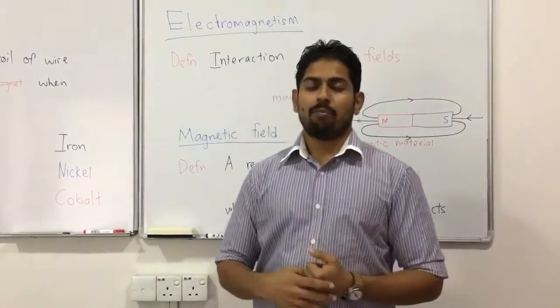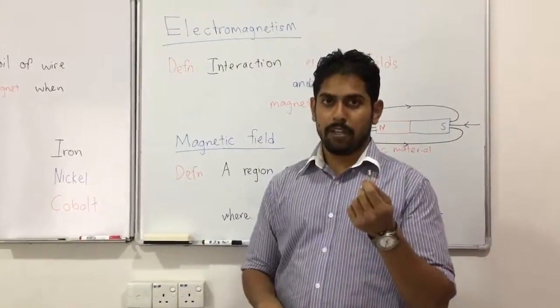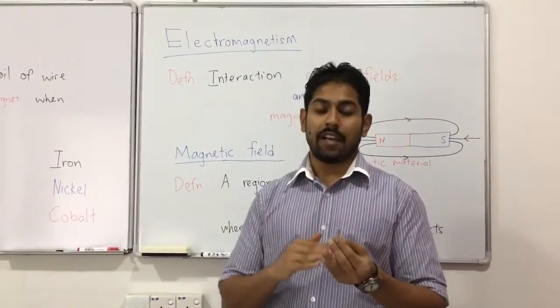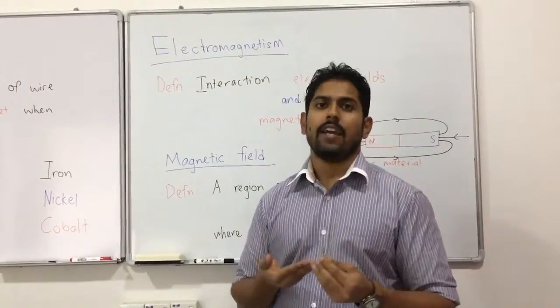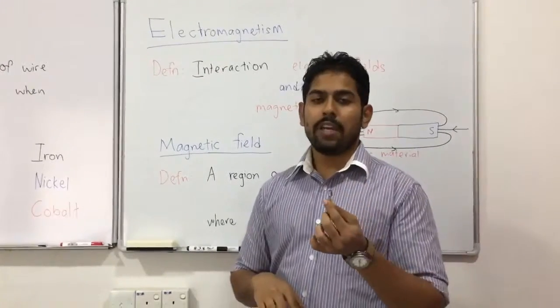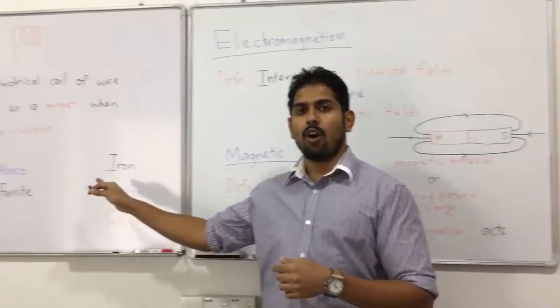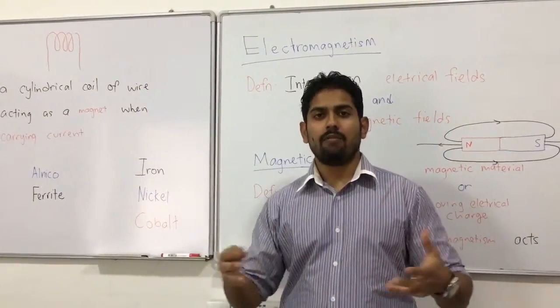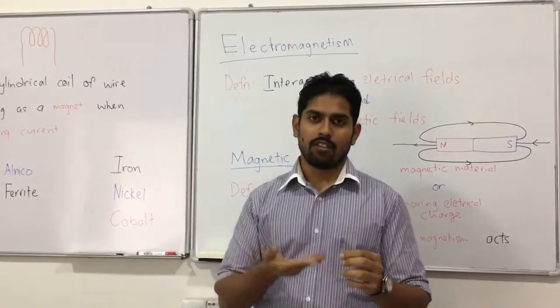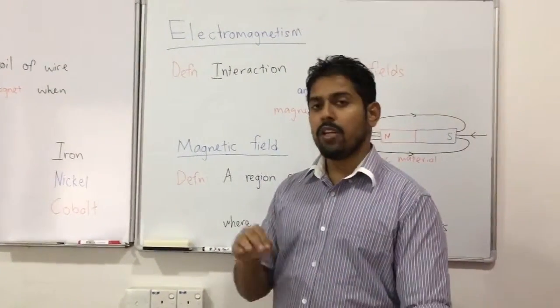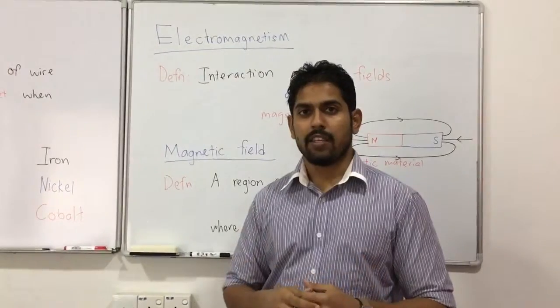There are two main types of magnets. One is a permanent magnet. This is always magnetized and it doesn't require an external energy source. This is usually made from materials such as alnico or ferrite, placed in a very strong electrical field. So that's how this permanent magnet is made. Today we are talking about electromagnets.